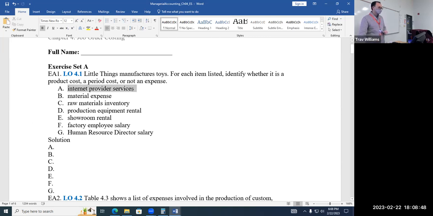What about this first one here? Internet provider services. Which category do you think that would be? Period cost. It would be a period cost. Correct. Now, if that internet provider service was only for the factory, then you might be able to argue it's a product cost. But it doesn't specify, right? So we can assume it's for the entire company.